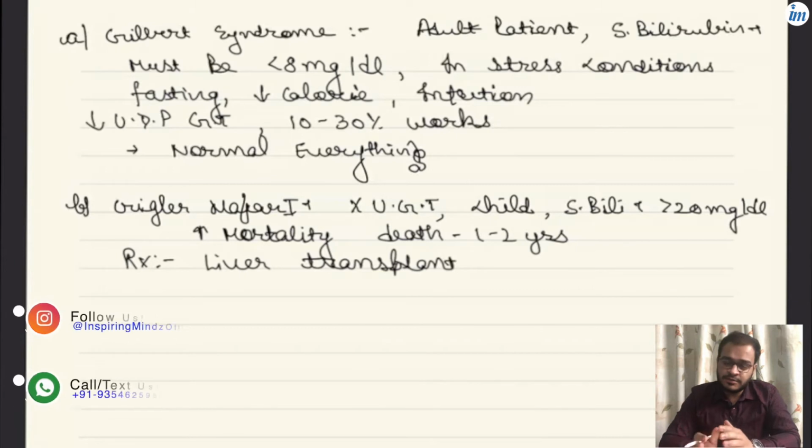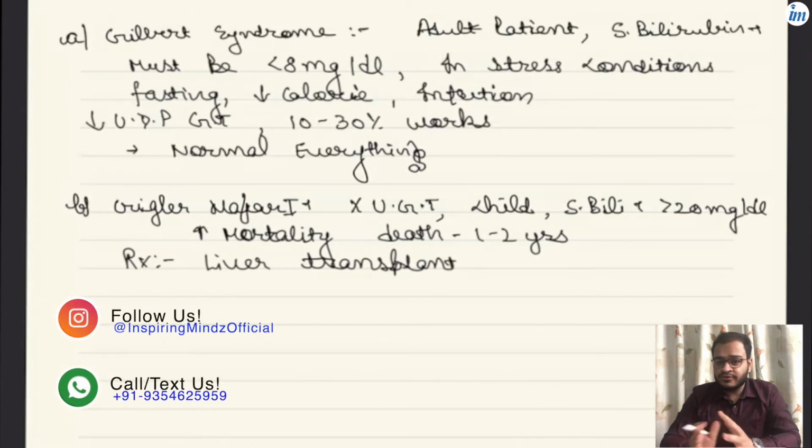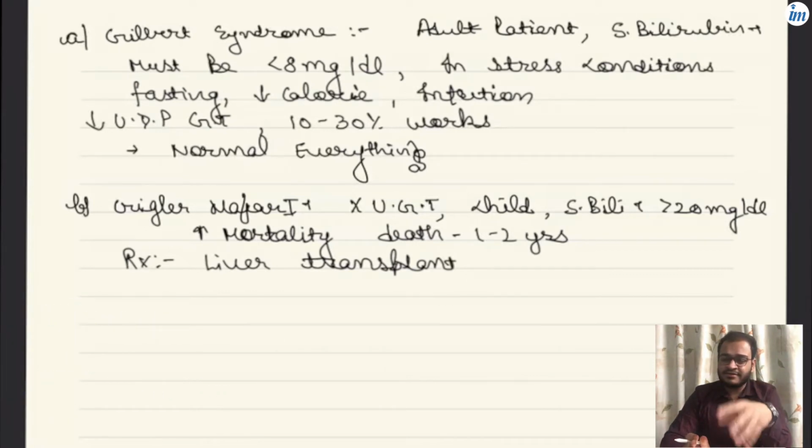An adult person, whenever he goes into stressful conditions, whether he is having an infection, is on starvation or taking fewer calories, or is fasting, this person is inheritedly, genetically organized in such a way that his bilirubin levels are more than normal. And for that person, those bilirubin levels are normal. Those bilirubin levels are not causing any harm to that person.